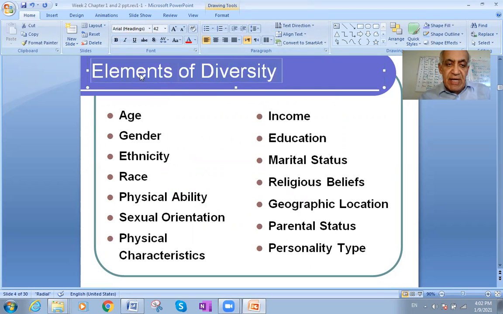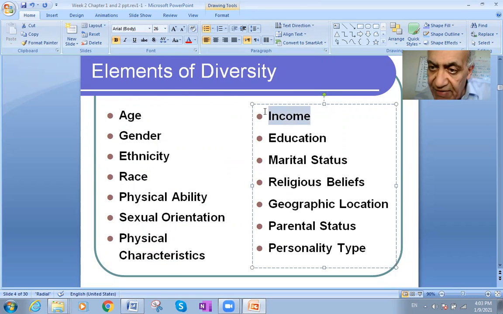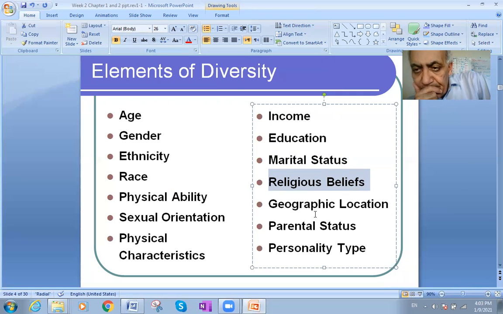Elements of diversity, as you see here: the age, the gender, the ethnicity, the race, the physical ability, sexual orientation, the physical characteristics. The income also is an element of diversity because people are different in incomes. They do not have the same things. Education as well, people who graduated high school or have a university degree or whatever. So education is also a source or component of diversity. Marital status also, because it is based on the people: how many persons in this society are married, attached or unattached? What percentage of the families makes up the whole society, and how does it look? Religious beliefs also come into this point.